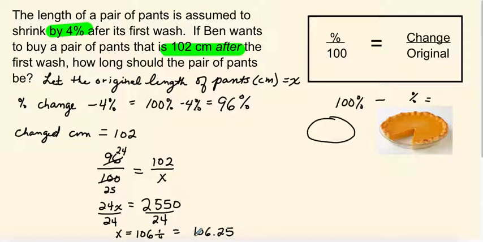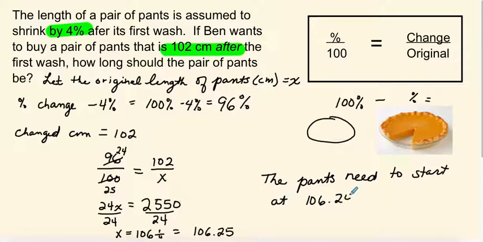106.25. Now let's think about what that number means by putting it back up into our original description. So the original length of the pants was 106.25 centimeters. So the pants need to start out at 106.25 centimeters. Okay?